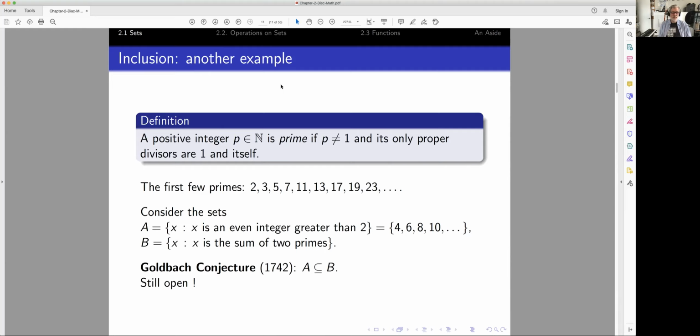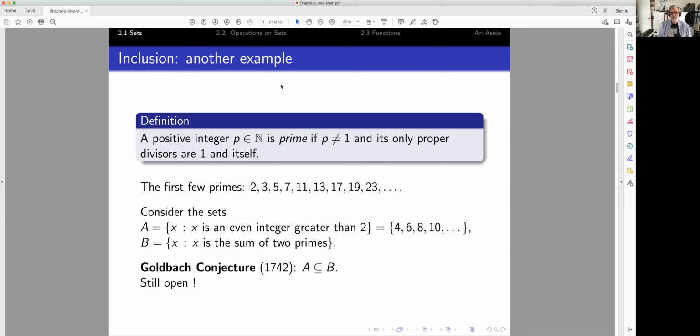And B is the set of all numbers which are the sum of 2 prime numbers. So these are potentially different sets. They are different sets. But Christian Goldbach, a long time ago, said, well, I think that set A is actually a subset of B. In other words, that every even number greater than 2 should be written as the sum of 2 primes. You're allowed to use the same prime, right?